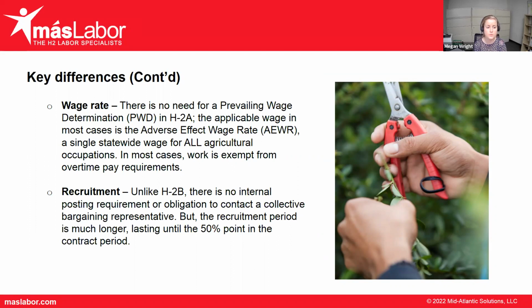Then when it comes to recruitment, unlike H-2B, there is no internal posting requirement or obligation then in turn to contact a collective bargaining unit or representative. But in H-2A, the recruitment period is much longer, mostly lasting until the 50% point of the contract period itself.